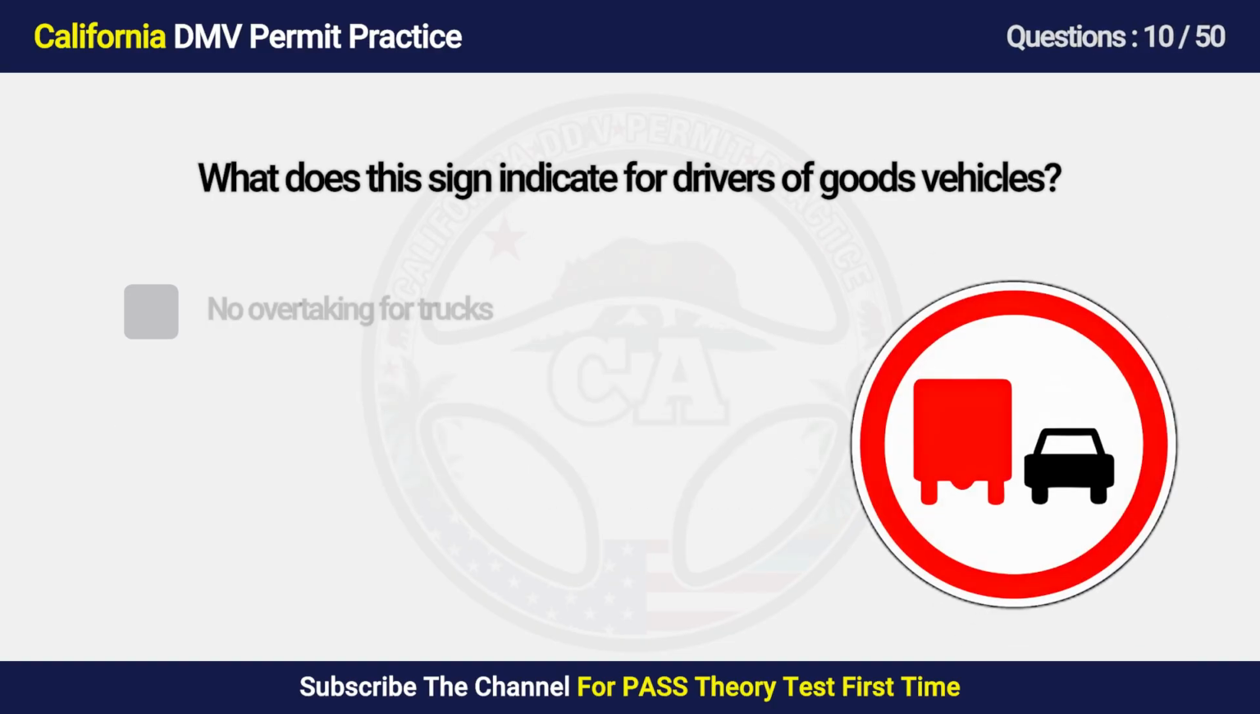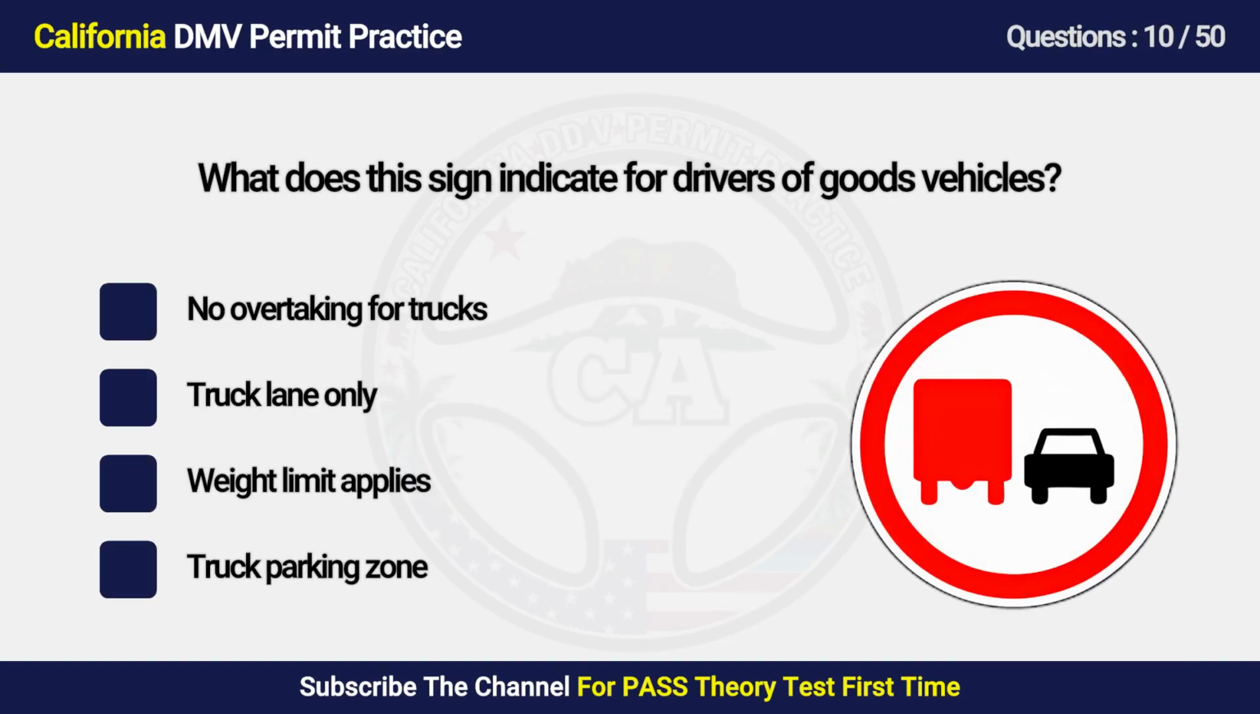Question 10. What does this sign indicate for drivers of goods vehicles? A, no overtaking for trucks. B, truck lane only. C, weight limit applies. D, truck parking zone.